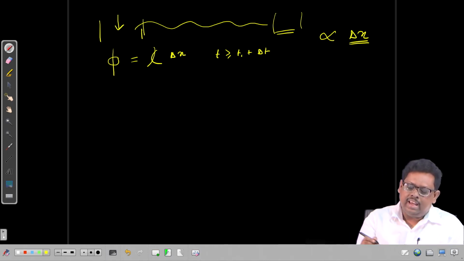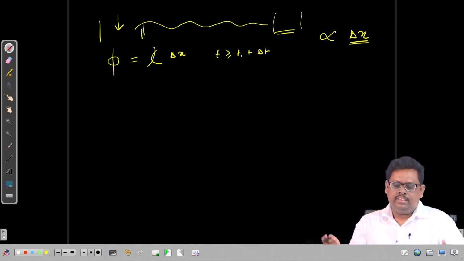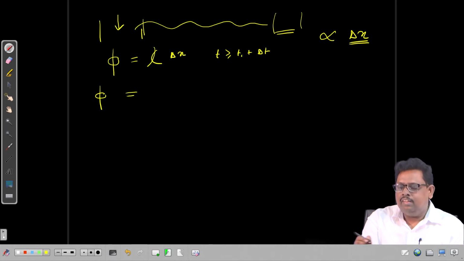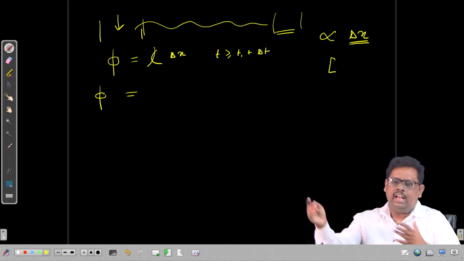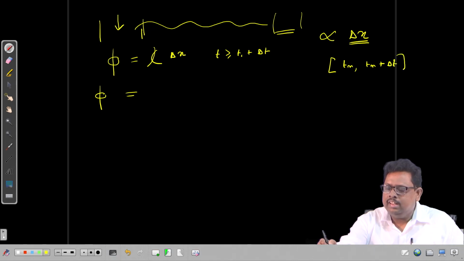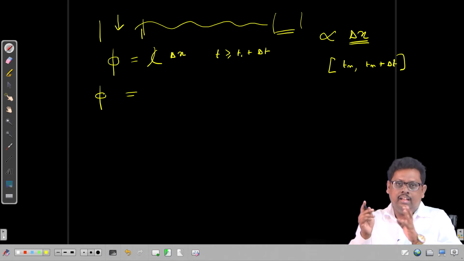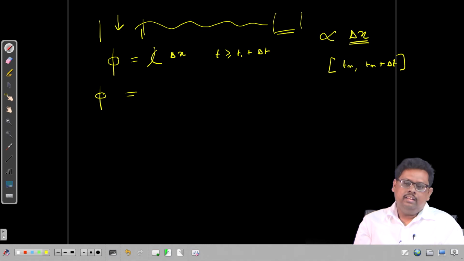Okay. So, now I am ready to write a general expression. Let us take a general time interval t n comma t n plus delta t, and now I am interested to write the complete velocity potential because of that. Now, how do I write this?